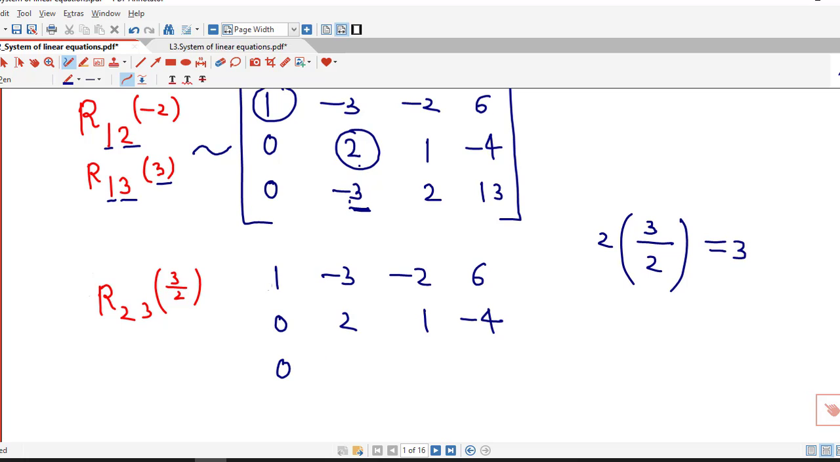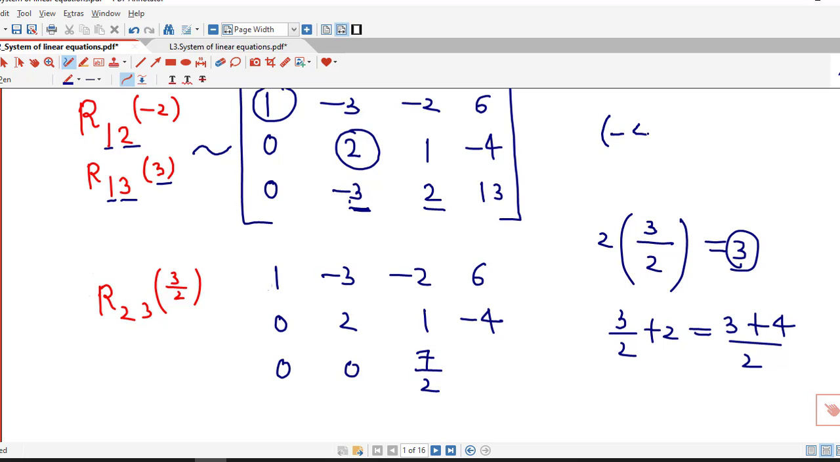So it is 0. Now 2 into 3 by 2, which is 3, and add in -3. So we obtain 0. Then 1 into 3 by 2, that is 3 by 2, and adding in 2. So this means 3 plus 4 divided by 2. So we obtain 7 by 2. Similarly, -4 into 3 by 2 plus 13. So here 2 will cancel out and we have -6 plus 13, which is 7. So this entry is 7.